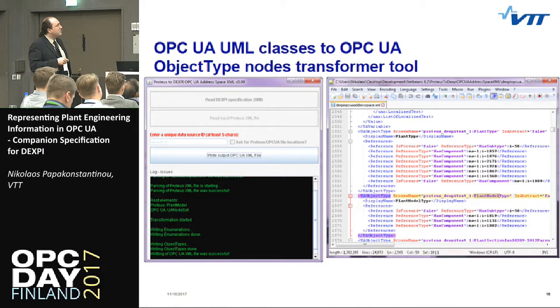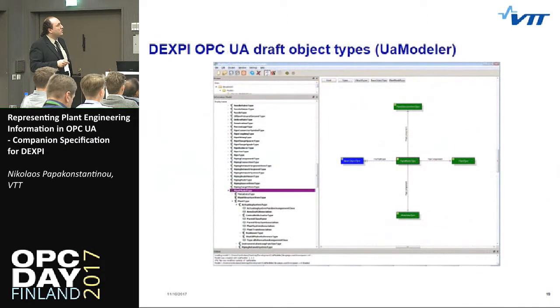And here is how this node set looks in a tool that you might be familiar with, UA Modeler. We have transferred there all the attributes and so on that are in the UML model.